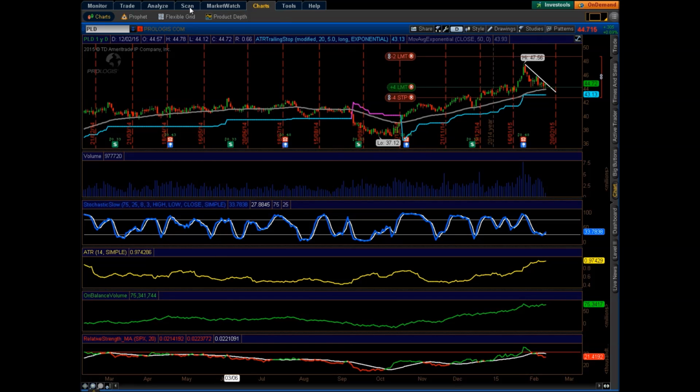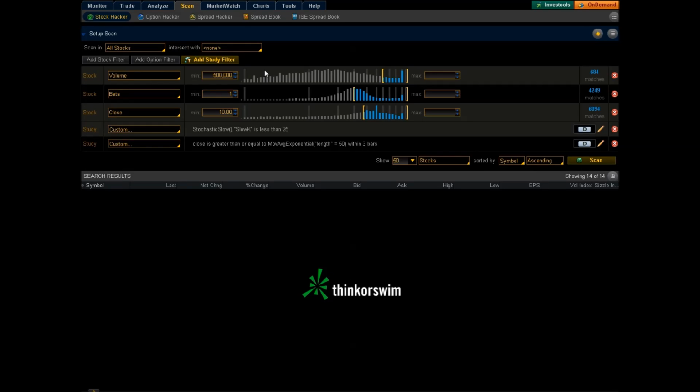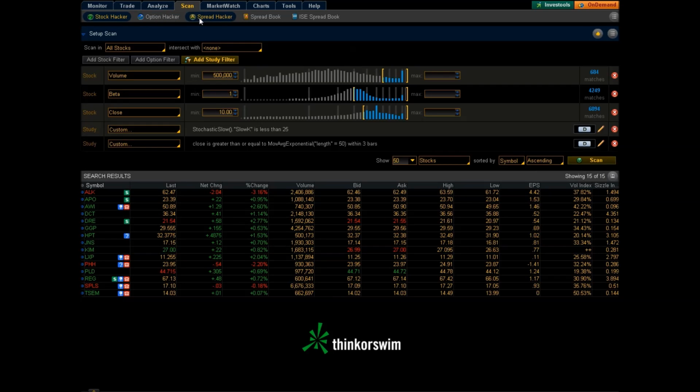So we're talking about putting together a scan. In Thinkorswim, on the main tab, you can click on the scan button. Other packages have other scanning functionality. Thinkorswim's scanning functionality is pretty decent. I've used scans on TradeStation and other higher end packages, and Thinkorswim is really catching up. It really can do a lot of things.